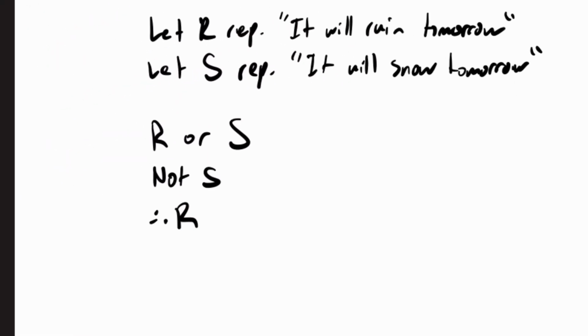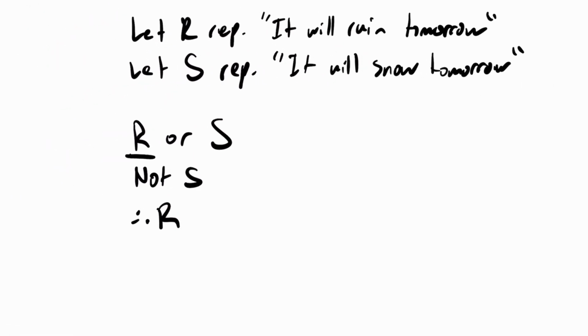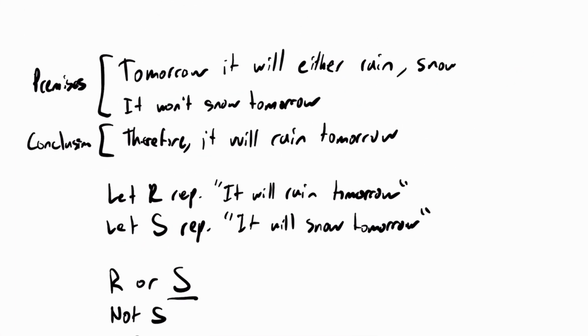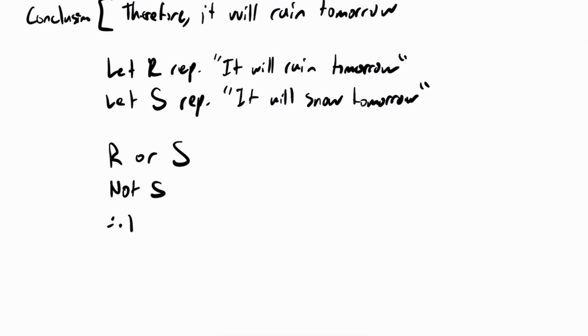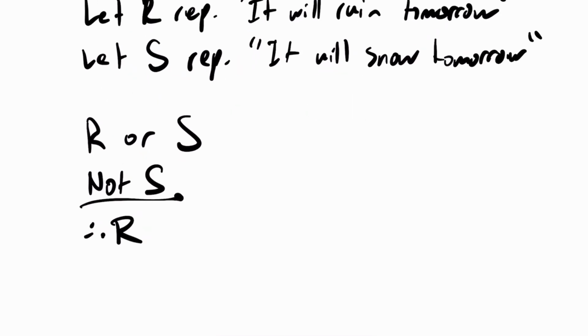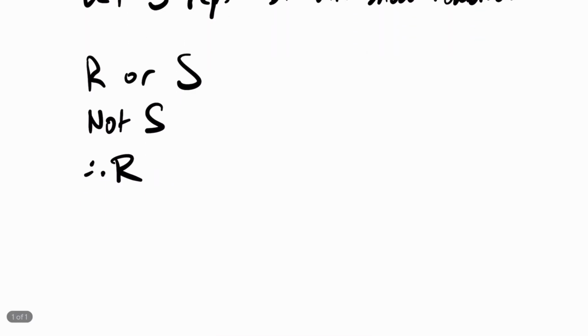We can see how this is saying it will rain tomorrow or it will snow tomorrow, which is the same as saying tomorrow it will either rain or snow, right? And it's not going to snow tomorrow. It will not snow tomorrow. This is what not S means. So we can see that these are the only two options. S is ruled out, therefore it has to be R.